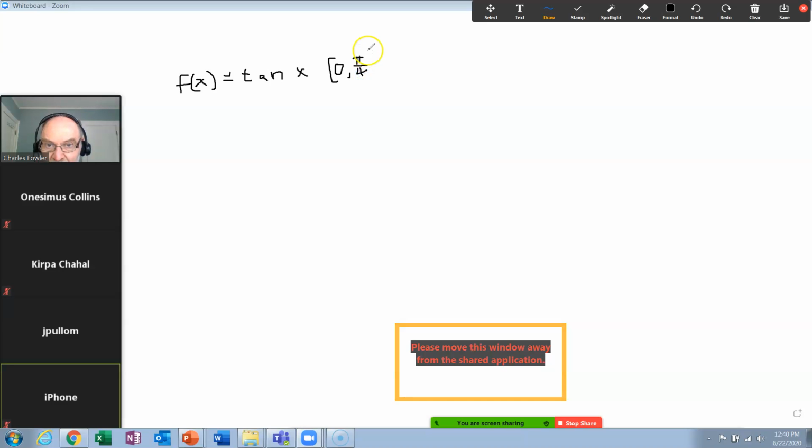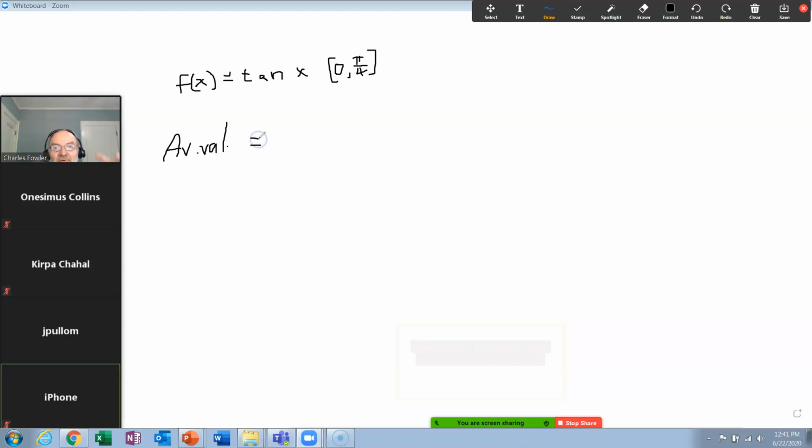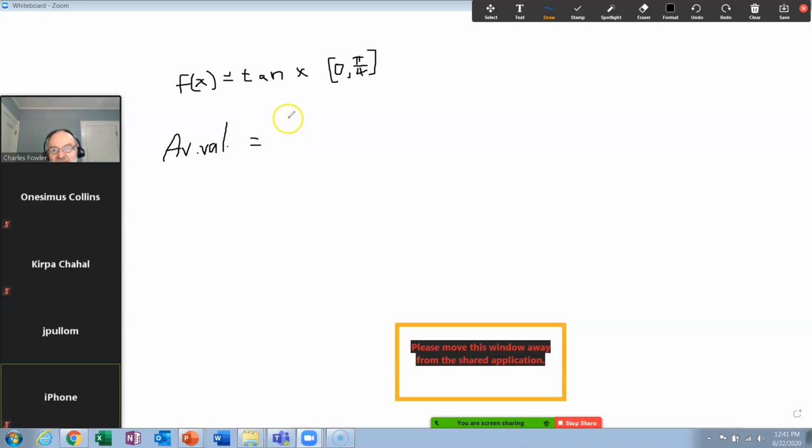Okay. And if you remember how they said do the average value, it's 1 over the length of that interval, pi fourths, times the integral of that, 0 to pi fourths. And that gives you the average value. So I'm just going to do AV VAL for average value. Picture the rectangle that has the same area that's underneath the curve, and the length of the rectangle is 1 over pi fourths. So actually I'm going to write that as 4 over pi. 1 over pi fourths is the same as 4 over pi.